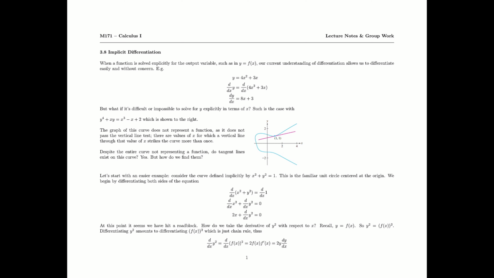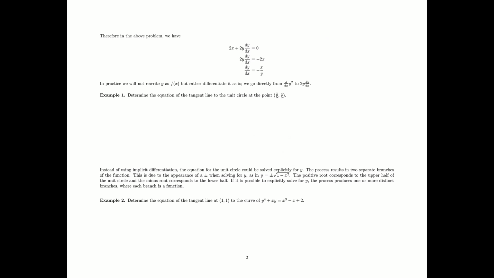This arises naturally in many ways because many relationships are not functional relationships. For instance, the graph of a circle is not a function. It fails the vertical line test, but there are circumstances where it would be useful to know the equation of the tangent line, or at least the slope of the tangent line, to different points on that curve. So you can go ahead and read this if you'd like. I'll walk through an example here, so let's get started with example 1.